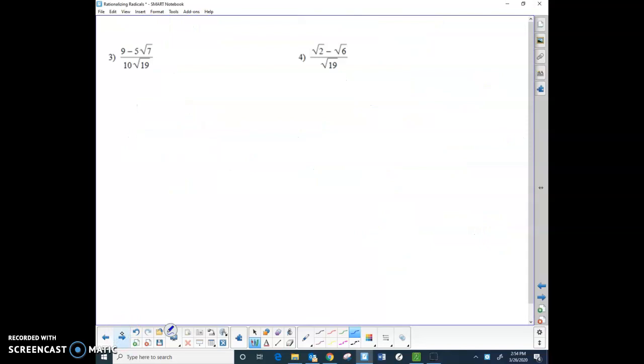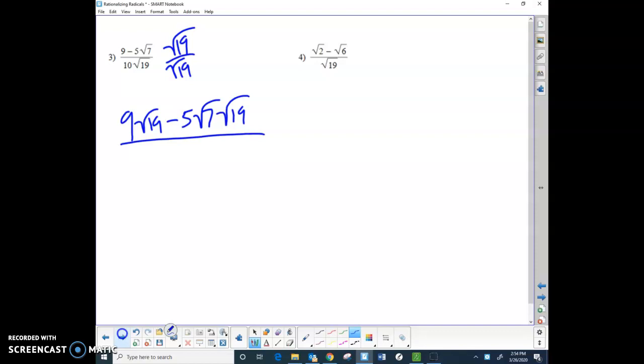All right, so what happens when I have other numbers in here? It's not just a simple something over something else. All right, square root of 19. 19 is prime, so there's nothing I'm going to be able to pull out of there. So I'm still going to do the same process. Square root of 19 over square root of 19. Remember, I'm just multiplying everything by 1. All right, so I need to FOIL this square root of 19 in there. So I have 9 times the square root of 19 minus 5 times the square root of 7 times the square root of 19. All right, on the bottom, I've got 10 times 19, so I've got 190 down there.